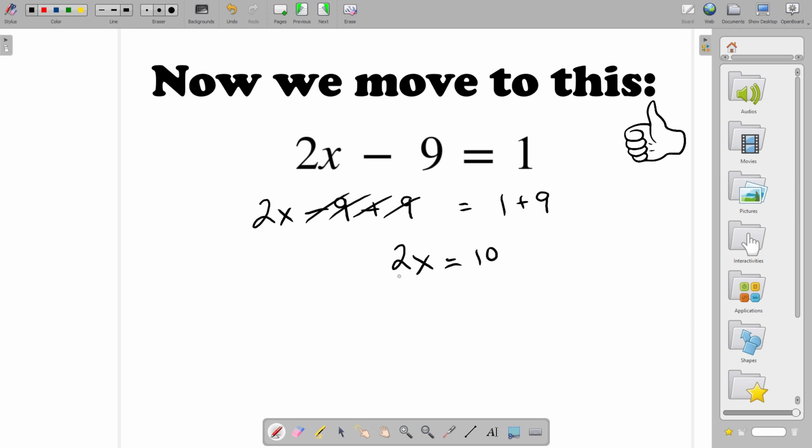Now I can get rid of this 2 by dividing by 2. Those will divide out, leaving me with x. But if I do that on the left, I must do that on the right. 10 divided by 2 is 5. So we get x equals 5.